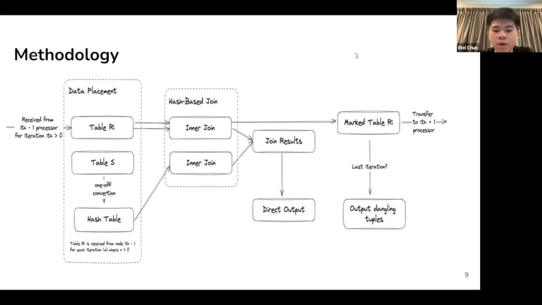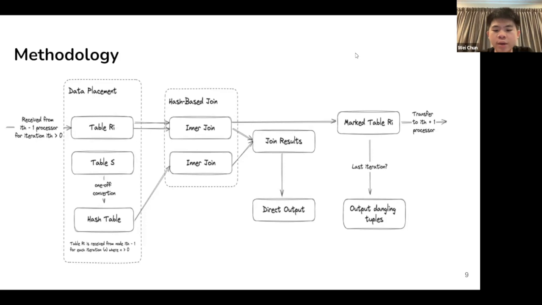We'll then execute a local hash join by looping over table Ri on each processor and performing a lookup on the hash table. We'll also be marking the dangling tuples, which are tuples with no join matches, in each table R in each processor. We will then return the intermediate join result as direct output. This is done because the interim join results are no longer used in the algorithm, and we want to be able to keep the memory usage low.